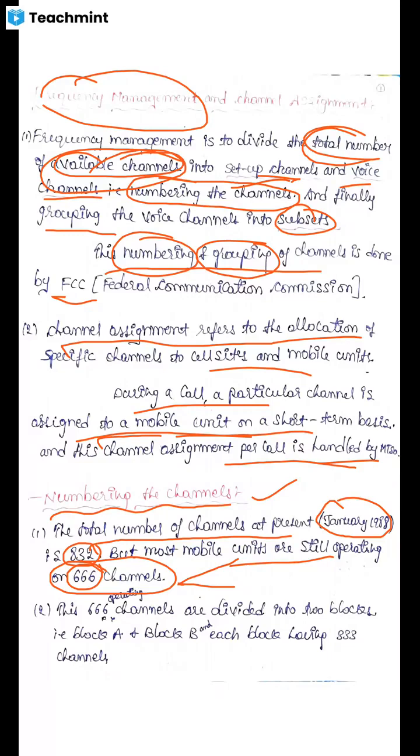So initially these 666 operating channels are divided into two blocks, block A and block B. If I divide these 666 channels into block A and block B, each block will get half of the channels, that is 666 by 2. So block A will get 333 channels and block B will get 333 channels. The total available 666 channels are first divided into block A with 333 channels and block B with 333 channels.